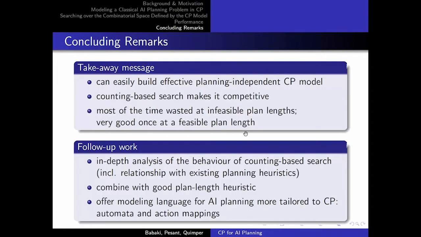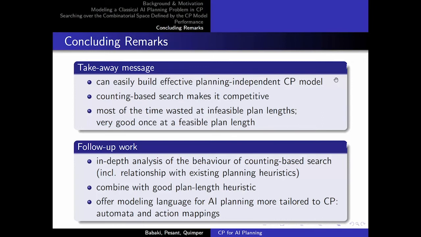So to conclude, I think the takeaway message is that you can build an effective CP approach to classical AI problems without injecting planning knowledge. What really makes a difference here is using counting-based search as a combinatorial search heuristic. We observe that most of the computation time is wasted looking for plans at infeasible plan lengths, and that once we're at a feasible plan length, often very, very quickly we find a good plan.